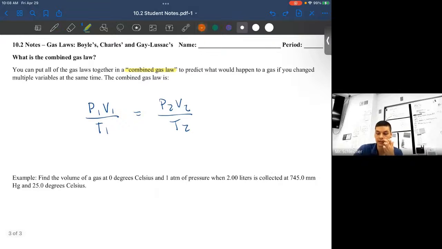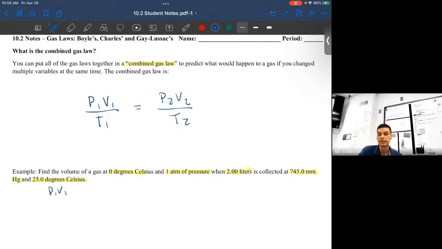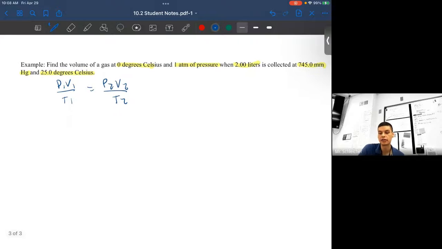So let's look at an example of this. Find the volume of a gas at 0 degrees Celsius and 1 atmosphere pressure when 2 liters is collected at 745 millimeters of mercury and 25 degrees Celsius. All right, so I'm seeing a lot of things mentioned here, at least all 3 variables before and after. So I think I'm going to use the combined gas law equation. P1 times V1 over T1 is equal to P2 times V2 over T2. And I could just list out all of my variables here. P1's equal to what? V1's equal to what? T1's equal to what? All right. And then we have P2, V2, and T2.